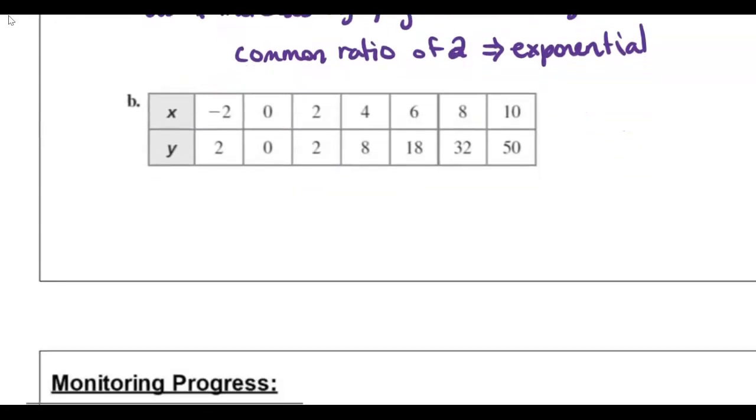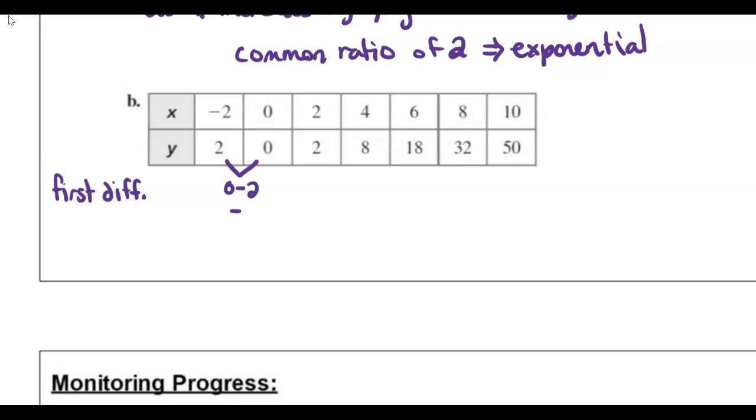Let's look at another one. So I see the y values are changing. When I look at this, it doesn't look like they're multiplying by anything specific. So since I don't think that they are multiplying by a common ratio, my next step is to do first differences, which we had done previously: first differences, second differences, and third differences, when looking to see if something was linear, quadratic, or cubic.